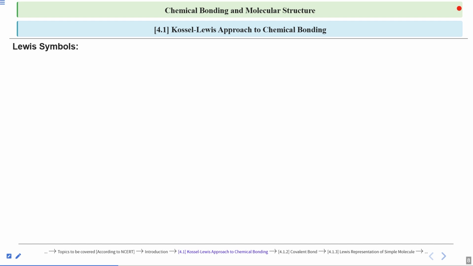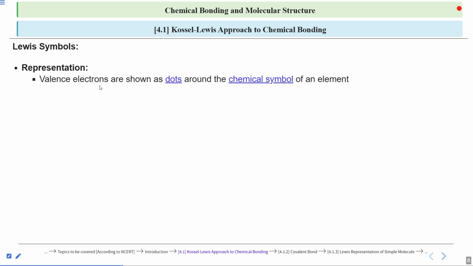But how do we represent it? We have seen that we can use the Lewis symbol to represent it. So let us look at the algorithm, how do we do it. The representation involves the valence electrons represented as dots. You represent the valence electron with a simple dot, and those dots are given around the chemical symbol. Each dot represents 1 valence electron.